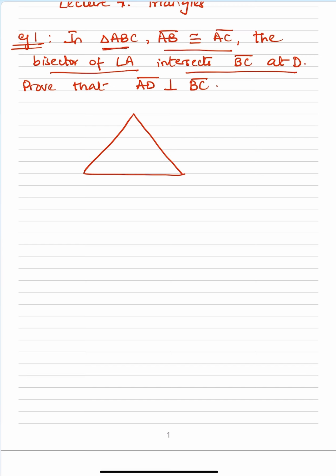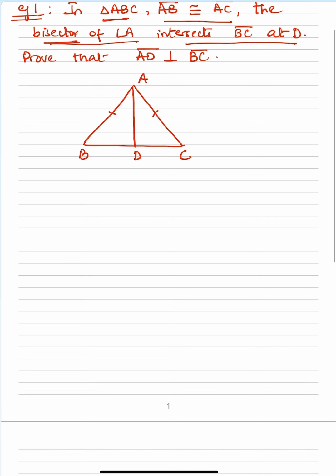It is given in triangle ABC. So let us draw ABC first. Line segment AB is congruent to line segment AC. Okay. Now the bisector of angle A intersects BC at D. Now see, you should know exactly the meaning of bisector and also what this bisector does.